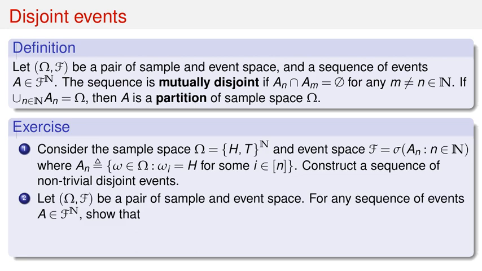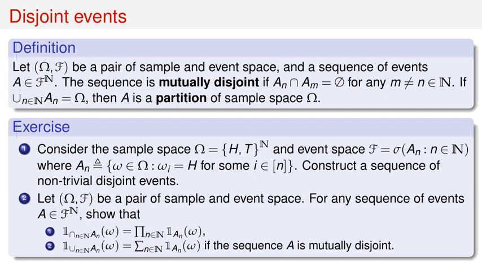Second, let omega, script F be any sample and event space. For any sequence of events A in script F raised to N, show that A, the indicator of the intersection over n in N of An evaluated at omega is equal to the product over n in N of the indicator of An evaluated at omega. B, the indicator of the union over n in N of An evaluated at omega is equal to the sum over n in N of the indicator of An evaluated at omega if the sequence A is mutually disjoint.